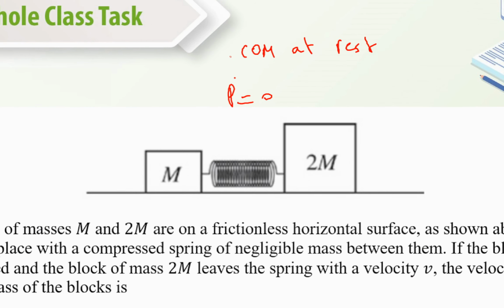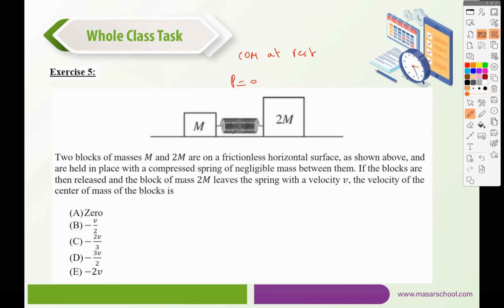Then after the spring is released, M will move to the left with the velocity double of v, and 2M will move to the right with the velocity v, such that the product of these two are equal and having the cancellation effect. For the center of mass, if you replace these two by the center of mass, it will be apparent that the center of mass won't move and it will remain at rest.